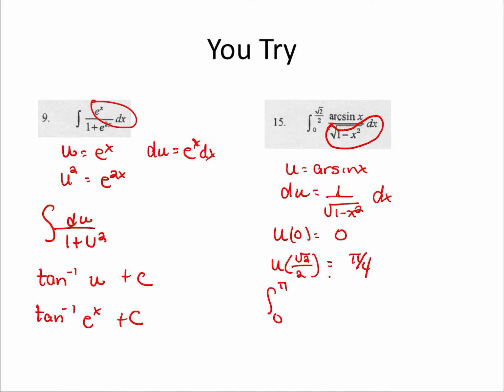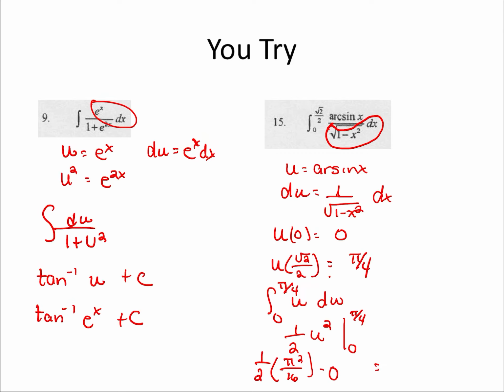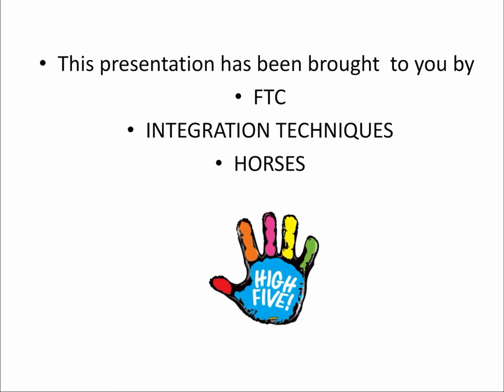So I have the integral from 0 to pi over 4 of u. So that is 1/2 u squared evaluated from 0 to pi over 4. So that's 1/2 times pi squared over 16 minus 0. So my answer is pi squared over 32. And I think that's it, boys and girls, for today.